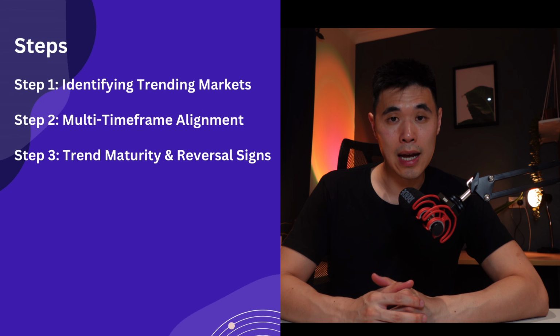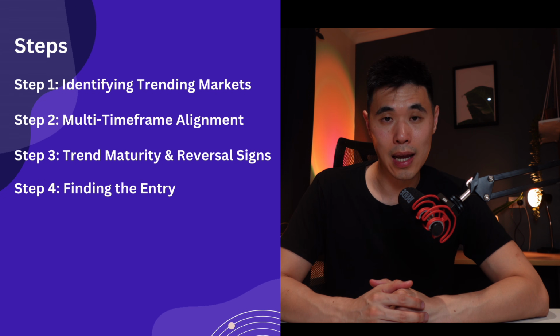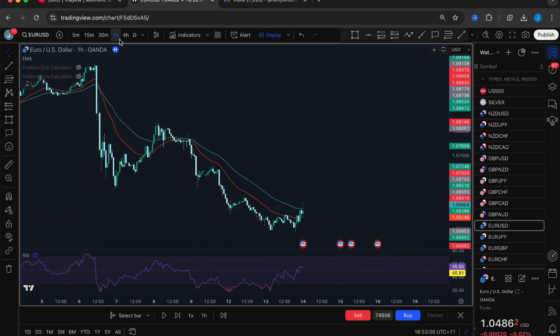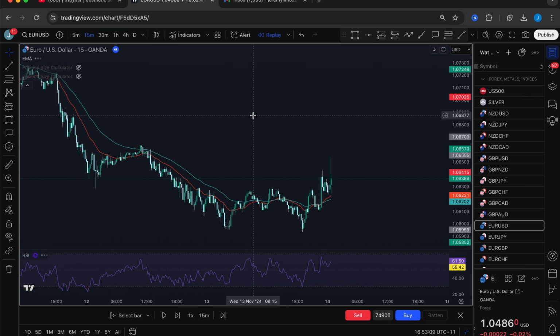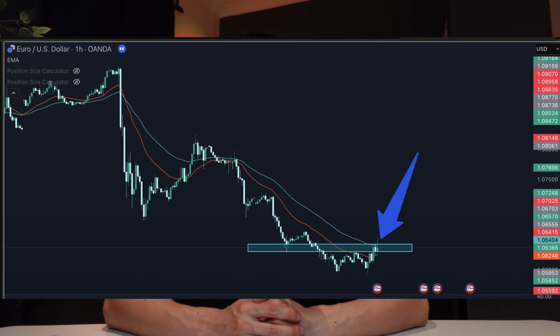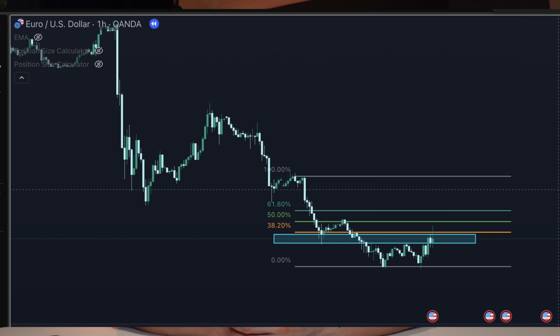So in step 4, it's now time to find a high probability entry. So I usually drop down to the lower time frames like the 1 hour, 30-minute or 15-minute charts, whichever gives me the clearest setup. So I normally use a few tools for my entries, and I usually want to find a minimum of 3 confluences. So for example, I could use moving averages for dynamic support and resistance. I could use key support and resistance levels, trend lines, Fibonacci retracements, or even candlestick patterns like engulfing candles or pin bars. For a trade to be a high probability trade, I need a minimum of 3 confluences.